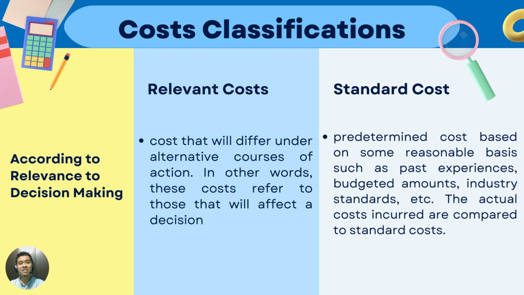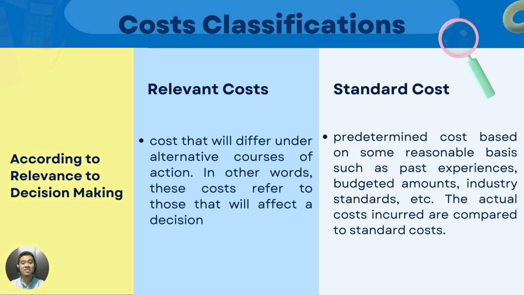Standard cost naman, these are predetermined costs based on some reasonable basis such as past experiences or pre-budgeted na siya. The actual costs incurred are compared to standard cost. So, ang standard cost, pre-budgeted na siya. Nagasto naman nila dati. So, mao na siya ang standard based on the past experiences.